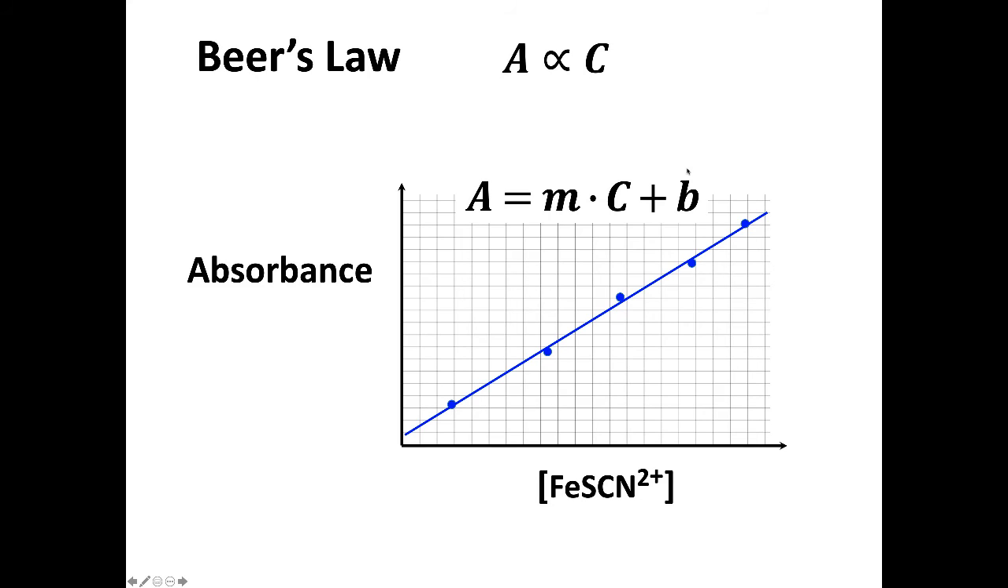And what that's going to mean then is, if you do subsequent experiments, and this will be the next part of the lab, if you measure its absorbance, you can then determine its concentration by using the equation, plugging in absorbance, you know the slope, you know the y-intercept, solve for concentration, and that will then give you the concentration of the FeSCN2+ in the new solution you made.